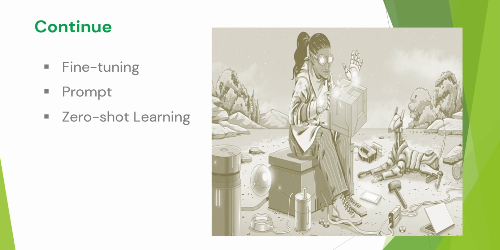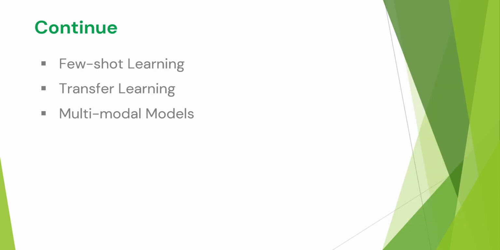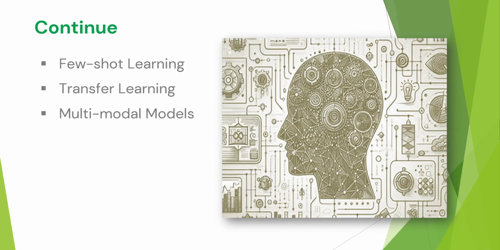Zero-shot learning means a model's ability to perform a task without any specific training on that task. Its purpose is to evaluate the model's generalization ability. Now, few-shot learning means the model's ability to perform a task with few examples. Its purpose is to evaluate the model's ability to learn from a small amount of data.